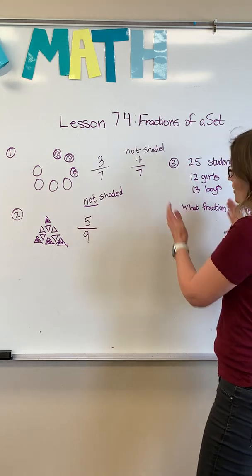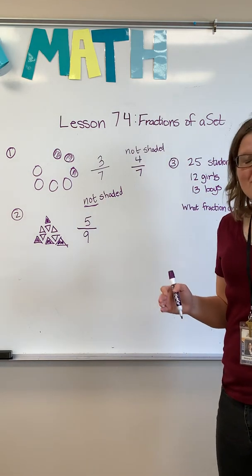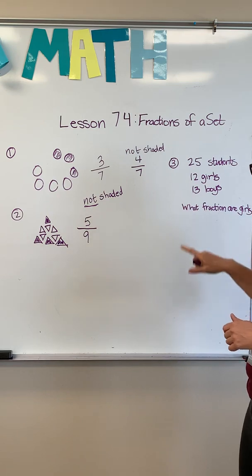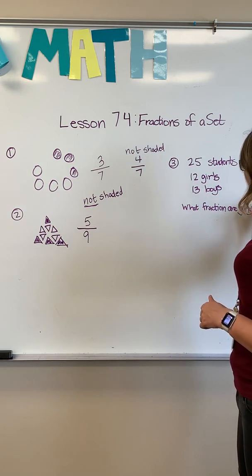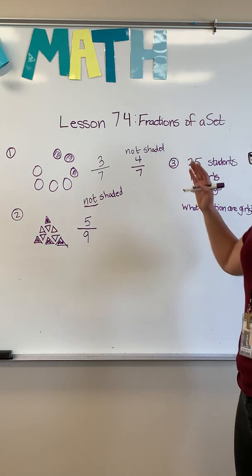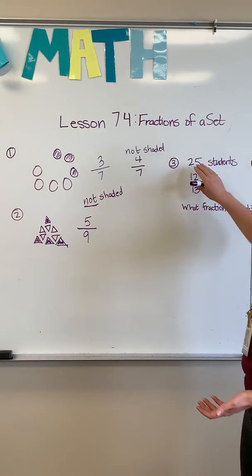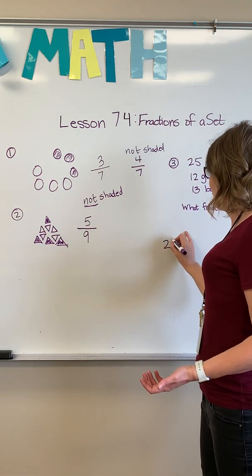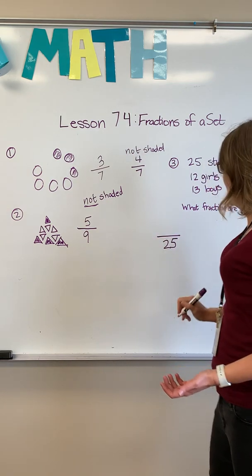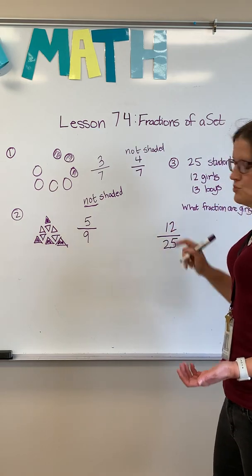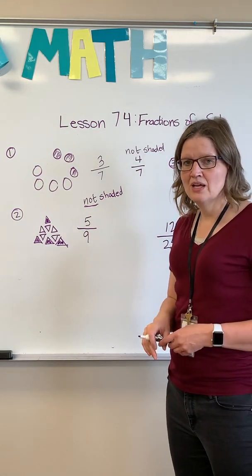Here's an example where we use a group, and the group happens to be students. There are 25 students. Out of our 25 students, we have 12 girls and 13 boys. What fraction are girls? First off, we need to ask, what's our denominator going to be? How many parts are in our whole thing? And we don't even have to do all the math. We say, oh yeah, there are 25 in our whole group. And from the girls, we have 12 that are girls. So 12/25 are girls. There you have it.